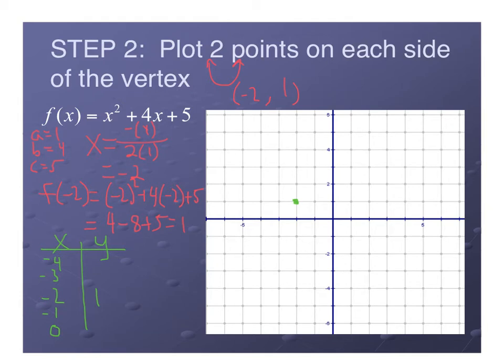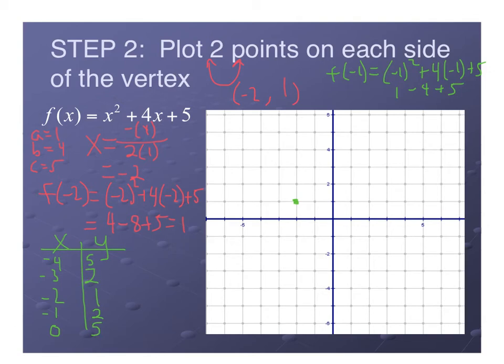How do I get my y values? I do it the same way as I did here. I'm going to plug in. Why don't we go with negative 1? We'll go with this one right down here. When I plug in negative 1, I have f of negative 1 equals negative 1 squared plus 4 times negative 1 plus 5. So I get 1 minus 4 plus 5. 1 minus 4 is negative 3, plus 5 is 2. And let's finish out the rest of those, okay? So why don't you calculate those and see if you get the same thing that I get.